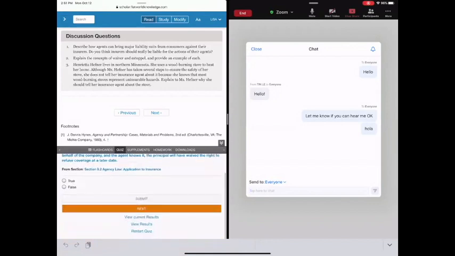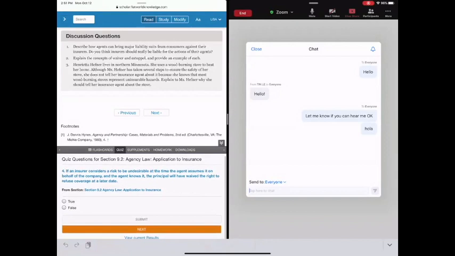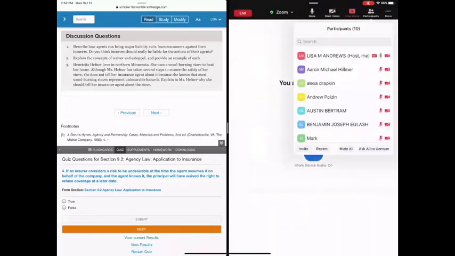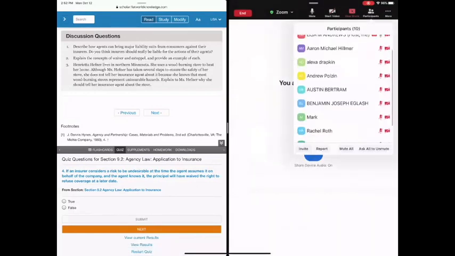I just did that one. If an insurer considers a risk to be undesirable at the time the agent assumes it on behalf of the company, and the agent knows it, the principal will have waived the right to refuse coverage at a later date. Is that true or false? Andrew, what do you think? Is that true or false?